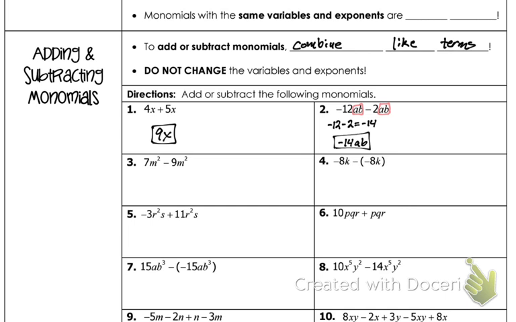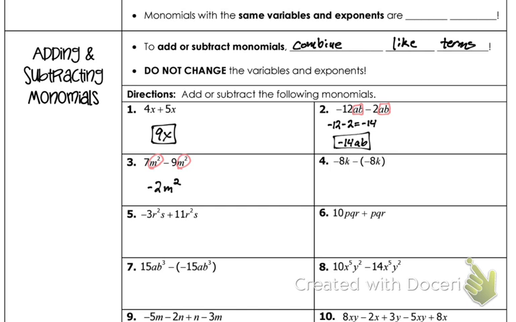m squared and m squared, are those the exact same? Yes, they're called like terms. So if you have like terms, you're just adding the numbers in front of it. So I have 7 minus 9. Now, if I'm at positive 7 and I walk myself back 9 steps, we should be at negative 2m, and then we will attach the squared. Perfect.